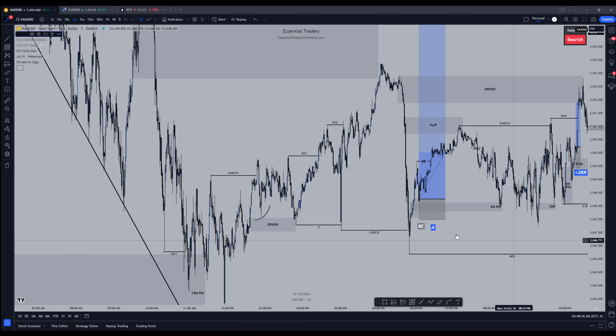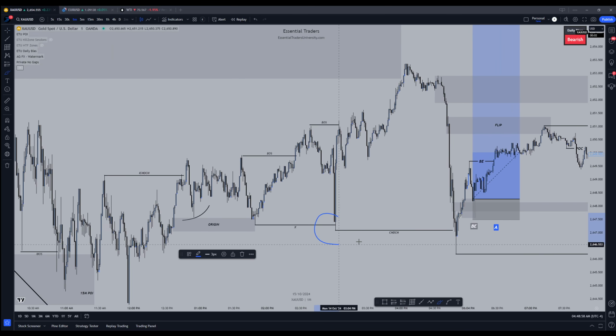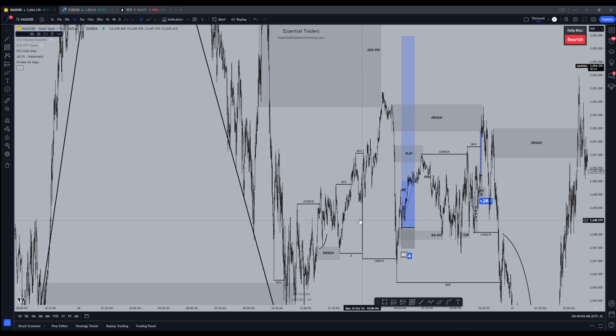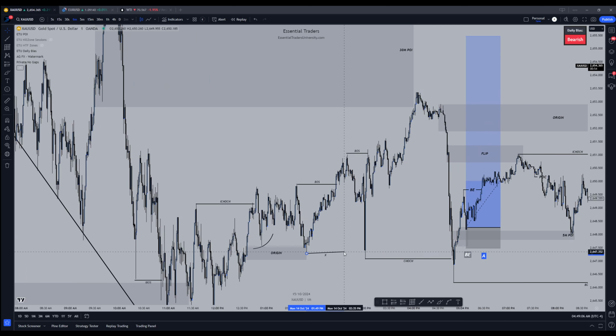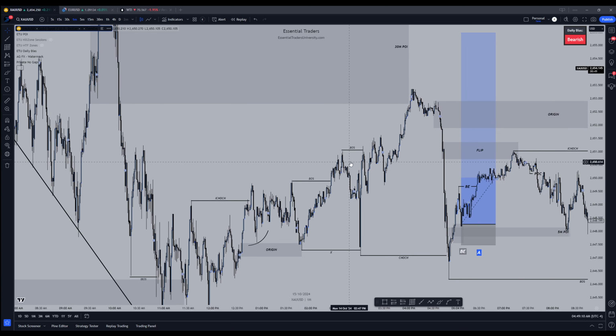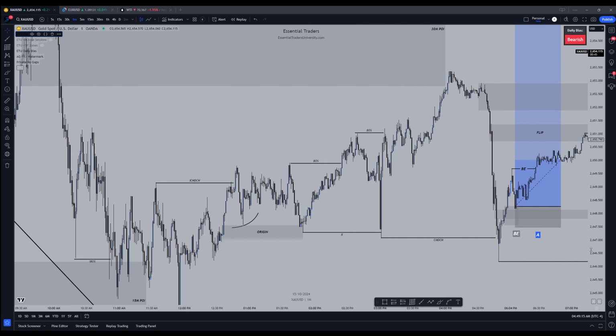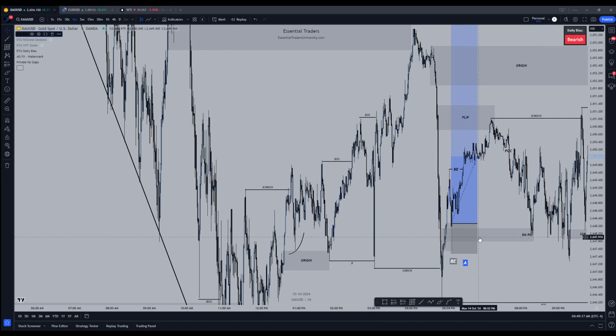But the problem with this, I would say, is that a body closure and wick closure will look completely different on the 1 minute, 5 minute, 2 minute, 3 minute, 4 minute. So that is something that will vary, and that's why I prefer to just look at whether or not price ran the high or low, and I'll count that. It's just like here, break of structure, I count that, right? Even though it's a wick. So this is a sweep here.